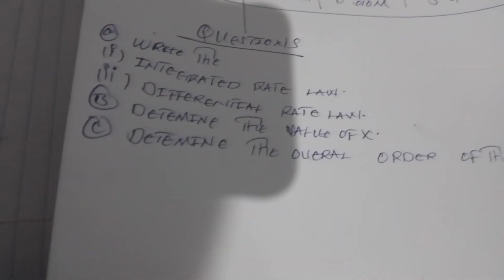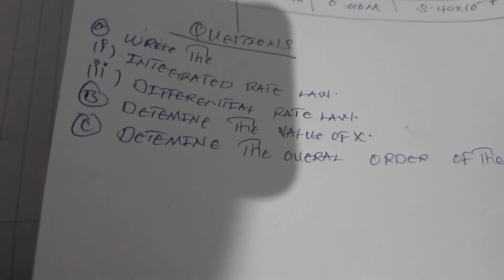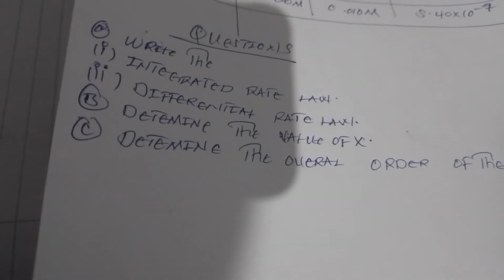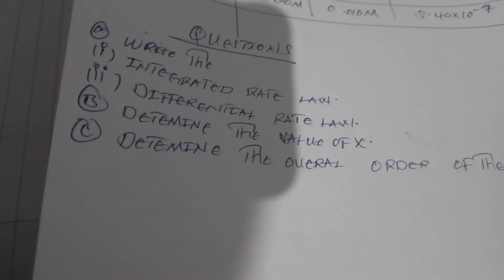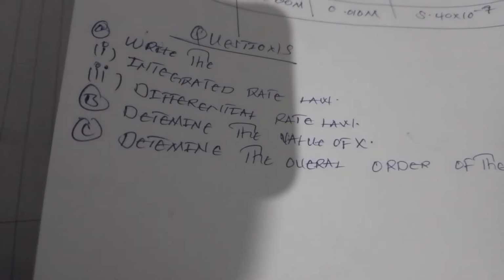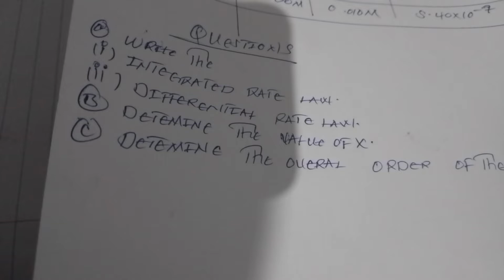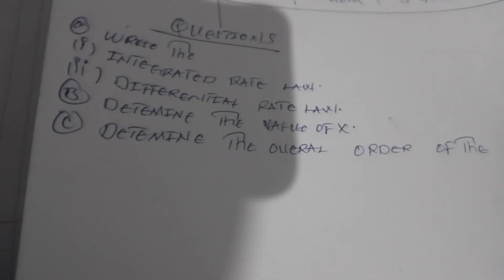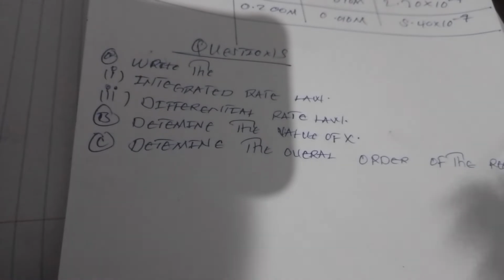Hence, what is the question on the table? Using the integrated rate law and the differential rate law, determine the value of x, and also determine the overall order of the reaction. So the value of x is the order of the reaction.